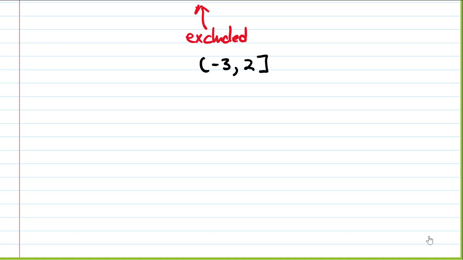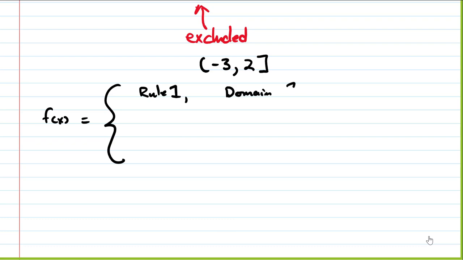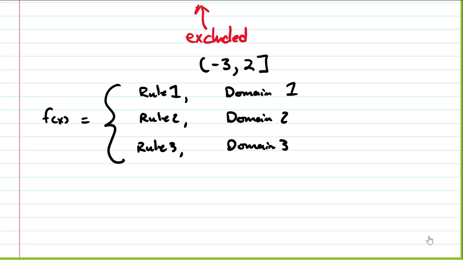So the idea of a piecewise function is something that looks like this. We have a function f of x. Our notation looks like this, and we're going to have rule 1 and then domain 1. And we're going to have, say, rule 2, and domain 2. And rule 3 and domain 3, and so forth. And this can go on forever. So we can have a whole bunch of different rules and a whole bunch of different domains.